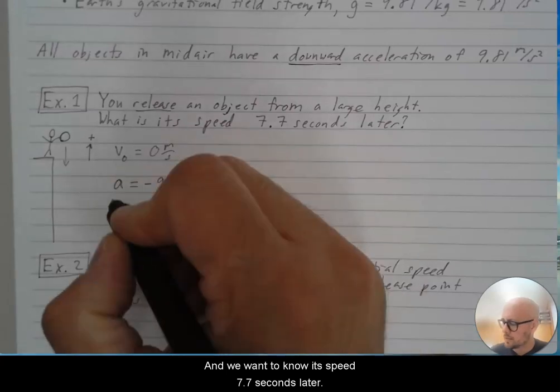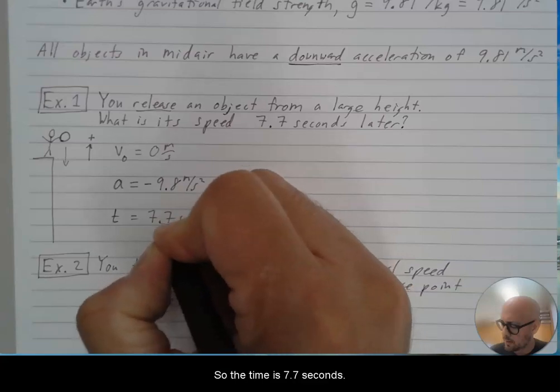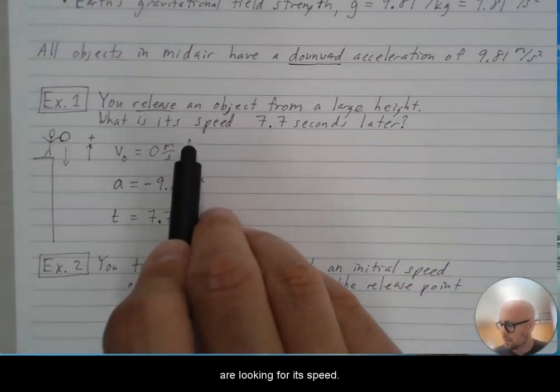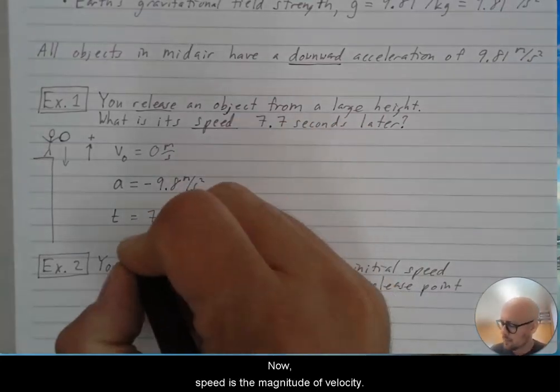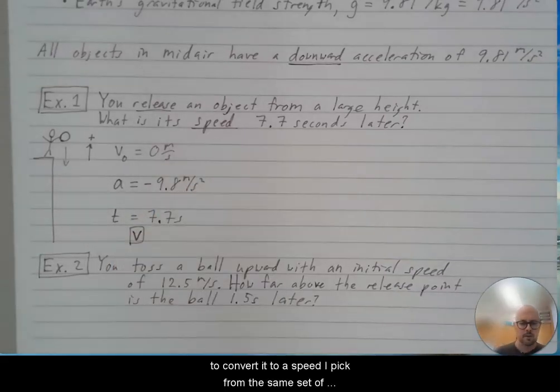And we want to know its speed 7.7 seconds later. So the time is 7.7 seconds. Time is a scalar, so it's always positive. And we are looking for its speed. Now, speed is the magnitude of velocity. So we are looking for the final velocity, and then we're going to convert it to a speed.